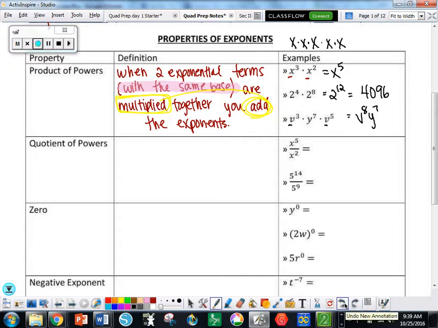Okay, now we're going to do the quotient of powers. Quotient means divide, right? So this is going to start out very similar. When two exponential terms with the same base are divided.